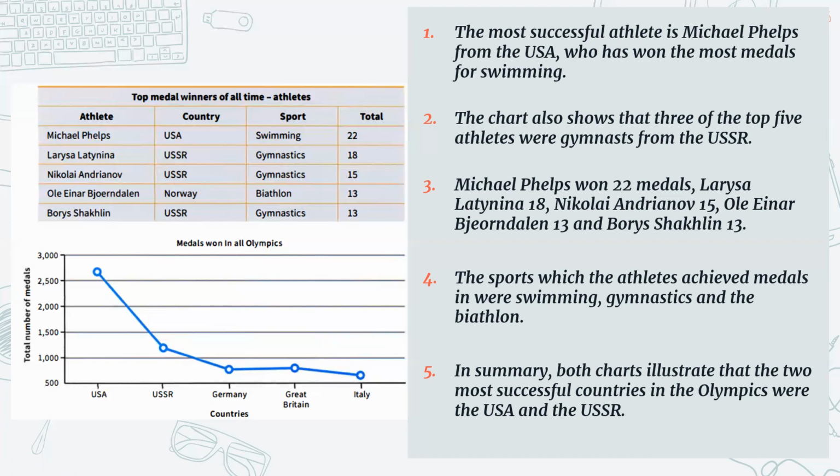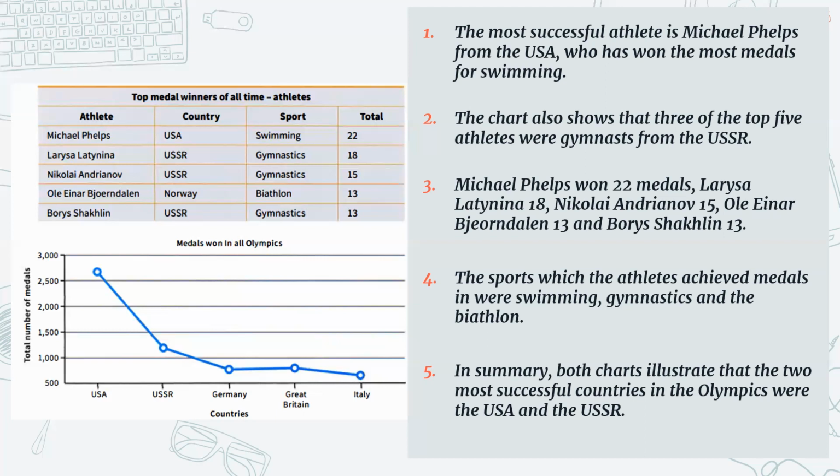As you can see, the first one makes sense because this is a key feature. The second one also is a key feature, but the third one, no, it's not. The third one is like listing the numbers, just giving you the numbers. You're not reporting, you're not writing anything to translate what the numbers mean. Okay, so I can't include the third sentence. What about the fourth sentence? The sports which the athletes achieved medals in were swimming, gymnastics, and the biathlon. Okay. I will not include this one in my report because it's obvious. We have here the three sports, and it's very obvious from the data. It's really obvious. So it's not reporting data.